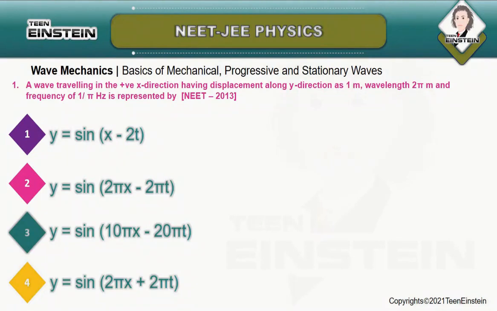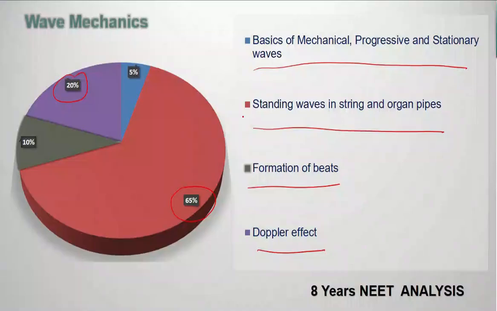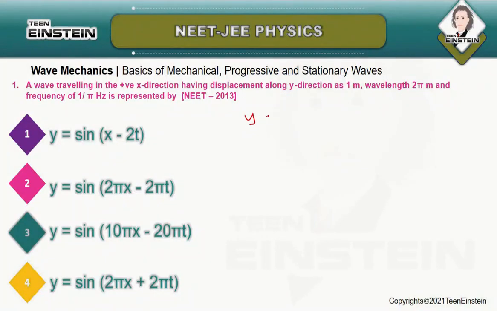A wave traveling in the positive x direction, having displacement along y direction as 1 meter, wavelength 2 pi meter, and frequency of 1 by pi hertz is represented by. Okay, so they have given some equations here. You all know the general equation, y is equal to a sine (kx minus omega t). Okay, so here k is equal to 2 pi by lambda.